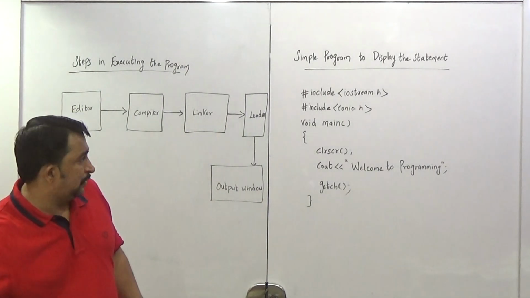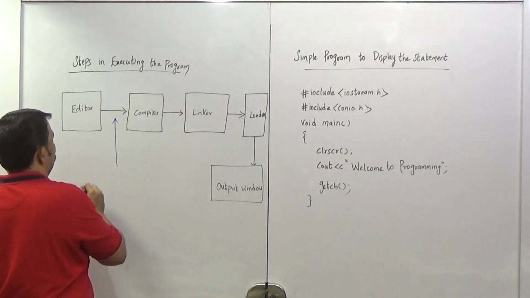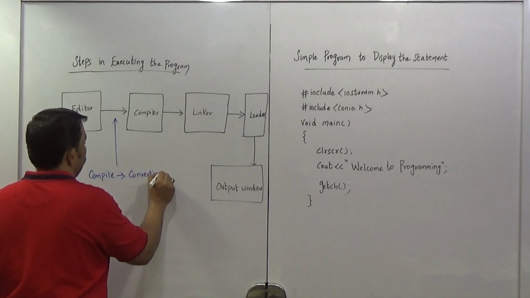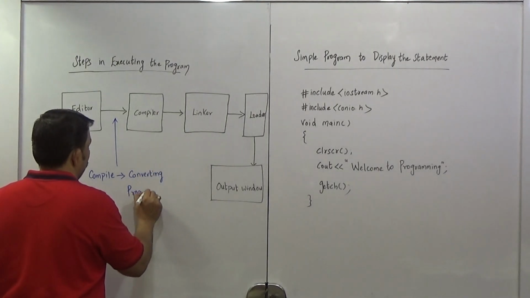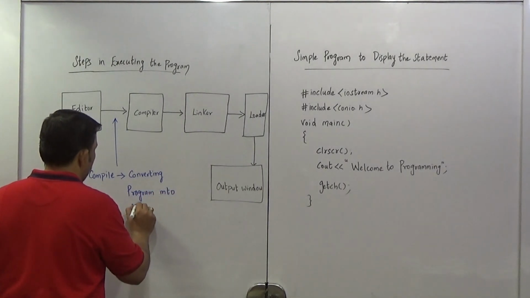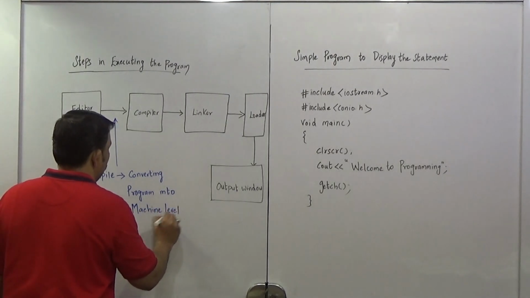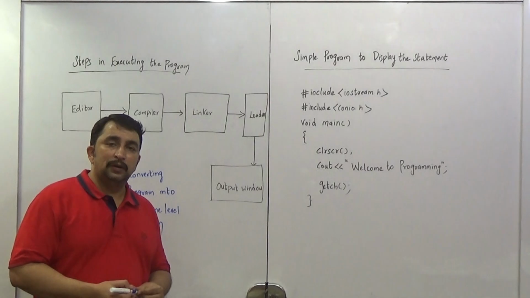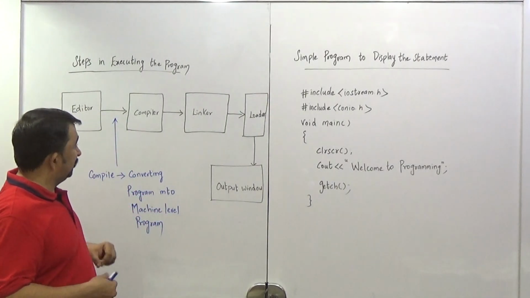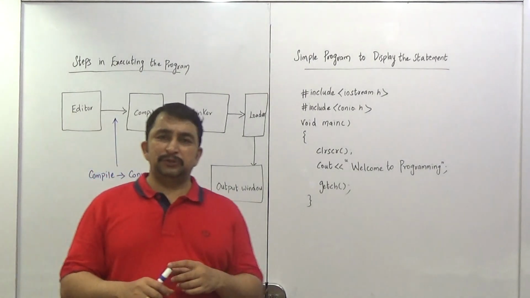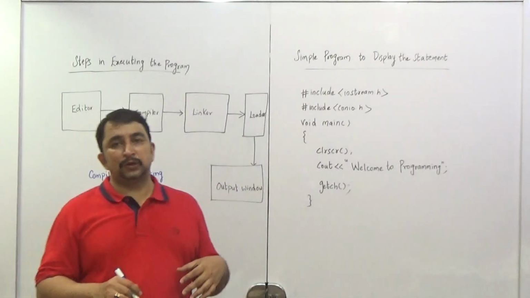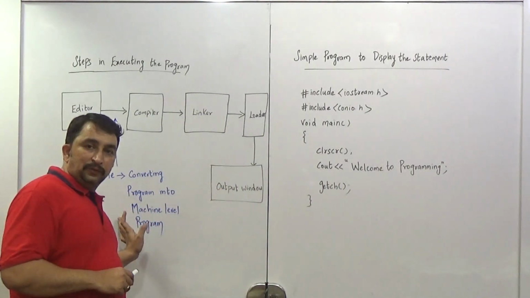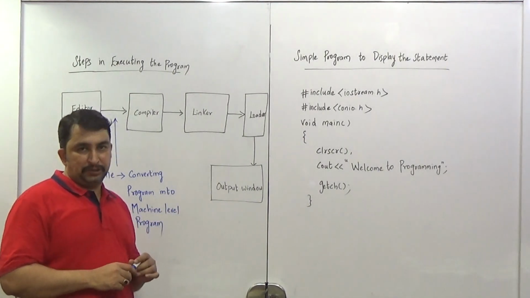So what is a compile? Converting your program, the English language program, into a machine language program. Why are we converting this program? Because the computer, as we know, understands only zeros and ones. So we need to give instructions to the compiler, which does this job, converting your English language program into a machine language program.